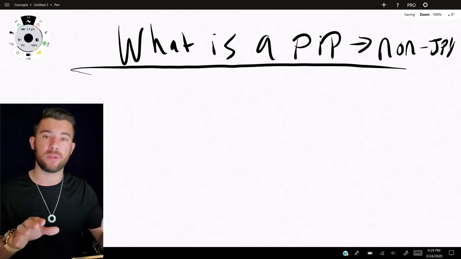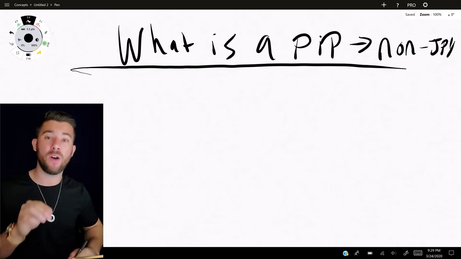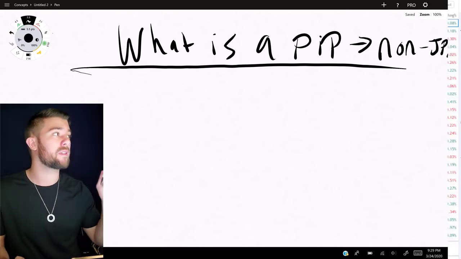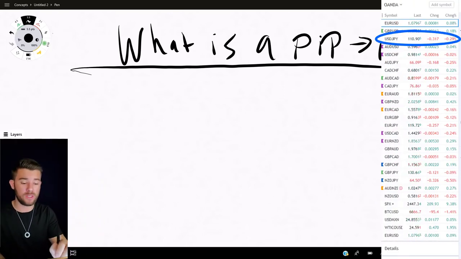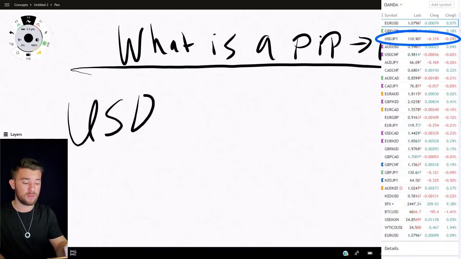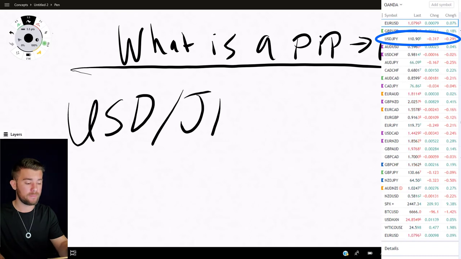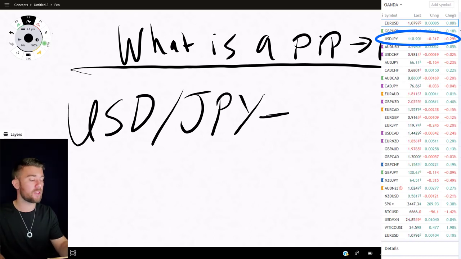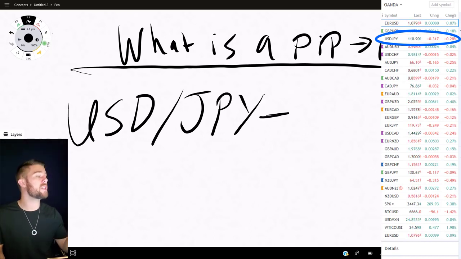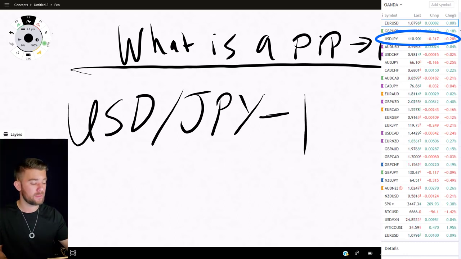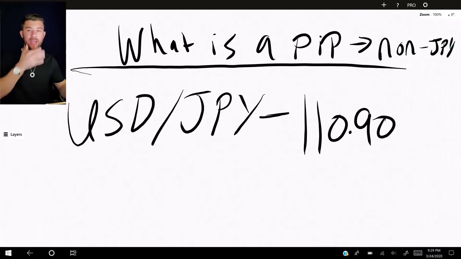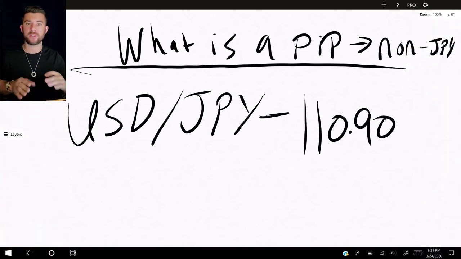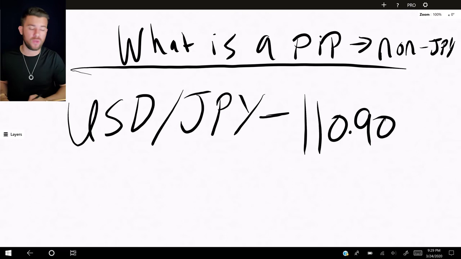So let's do an example of that right now. If we look at the value right now of the dollar yen, which is USD JPY, the dollar yen currently has a value of 110.90. With this being the case, and on only pairs with JPY attached to them, we go 2 decimal places instead of 4. What do I mean by that?